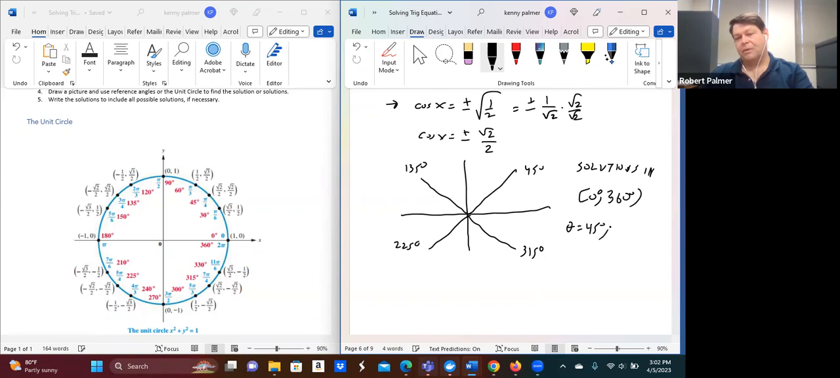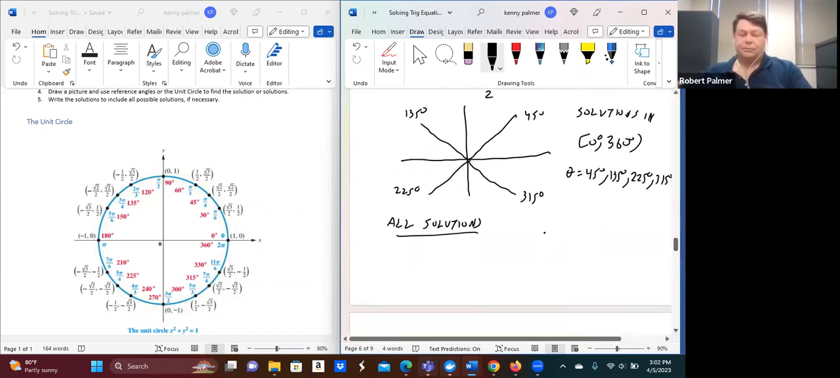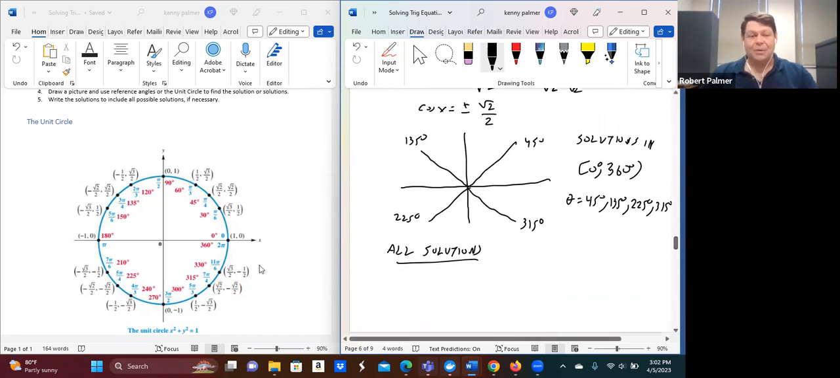So 45, 135, 225, and then 315. Okay, but now let's do an all solutions case, and this is interesting. Of course, you could very well do this in radians. We'll just do this in degrees. The nice thing about this one is that we can actually combine all 4 of those. Certainly 45 and 225 are pi apart, so let's back up.